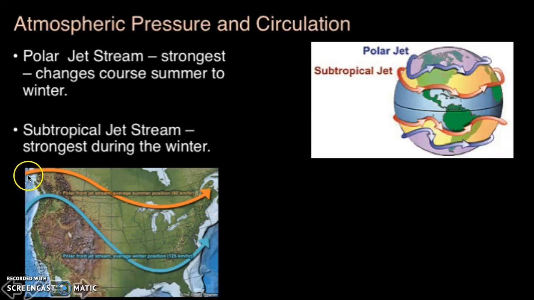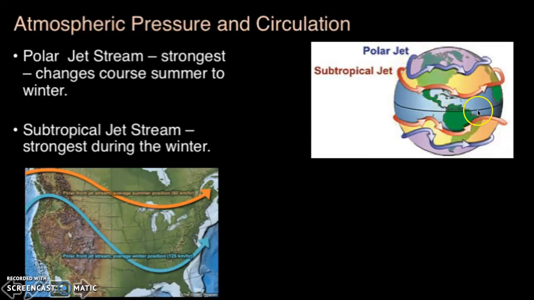So you're seeing that the orange line shows you the path of the polar jet stream during the summertime, and then the blue line shows you the path of the polar jet stream during the wintertime. The subtropical jet stream also changes paths, but not as strongly as the polar jet stream does. However, for both of them, they're going to be faster, have a higher velocity during the winter than they do during the summer. And again, that's depending on which pole they're at.